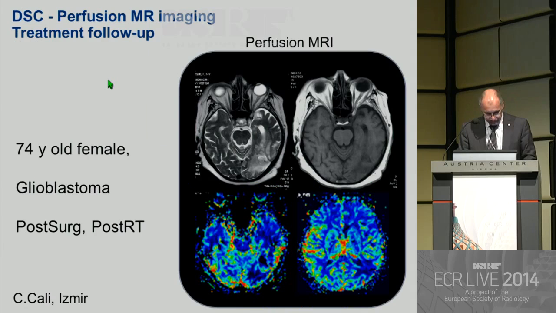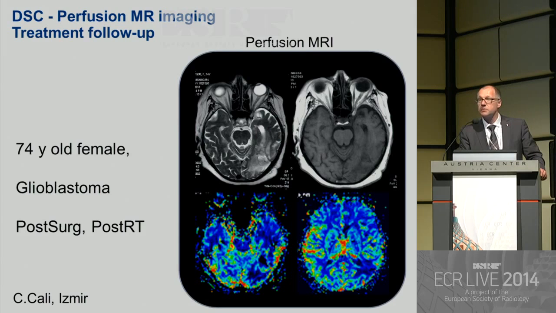Another case here from Cem Charlie from Izmir, 74-year-old female with glioblastoma, post-surgery, post-radiation therapy. You see that very complex post-operative finding, but there is no increased perfusion, so this is a normal standard follow-up. You can prolong your follow-up period, and there's no suspicion of a recurrent tumor.